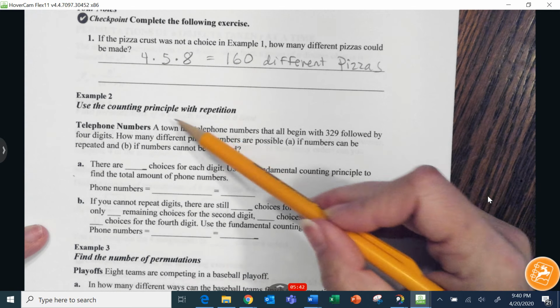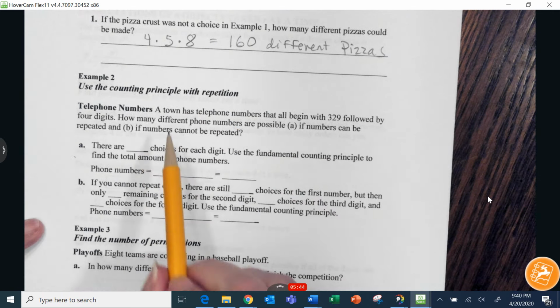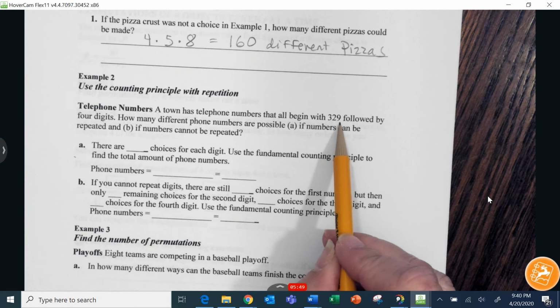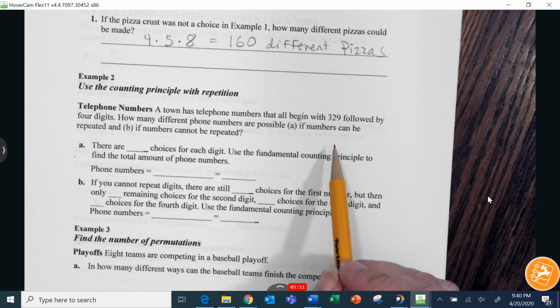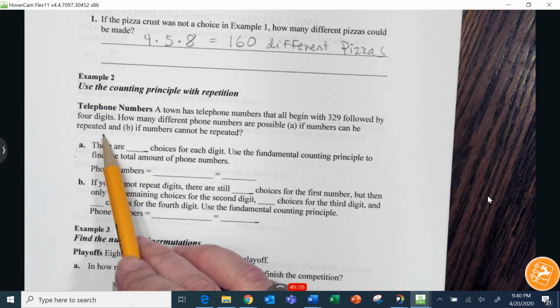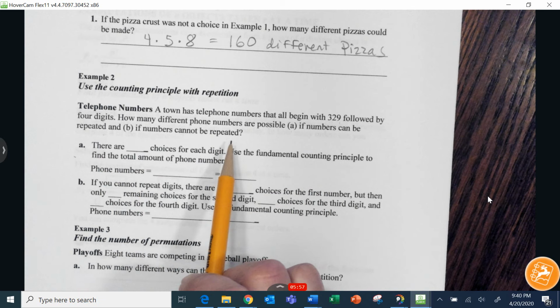Using the counting principle with repetition. Telephone numbers. A town has a telephone number that all begin with 329, followed by 4 digits. How many different phone numbers are possible? A, if the numbers can be repeated, and B, if the numbers cannot be repeated.